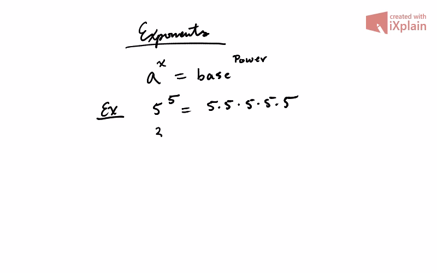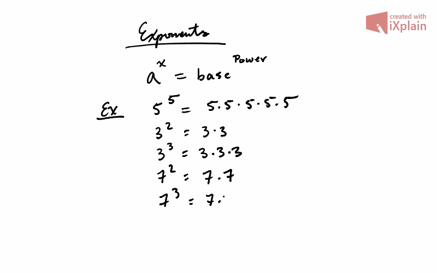If we do 3 squared, this is the same thing as 3 times 3. If we do 3 cubed, it's the same thing as 3 times 3 times 3. If I do 7 squared, it's the same thing as 7 times 7. If I do 7 cubed, I get 7 times 7 times 7. And these will all simplify down to numbers.